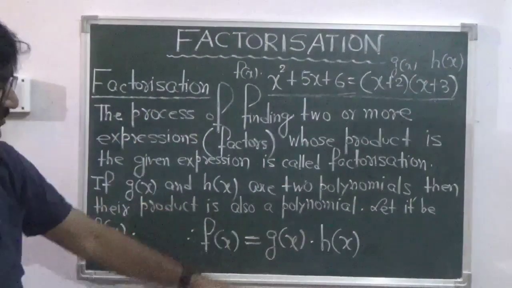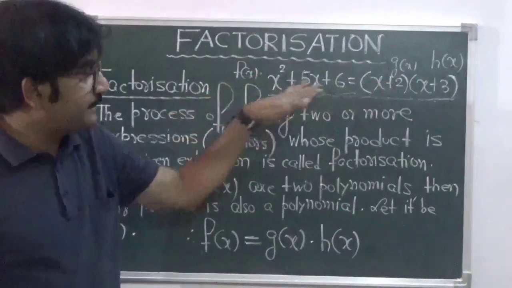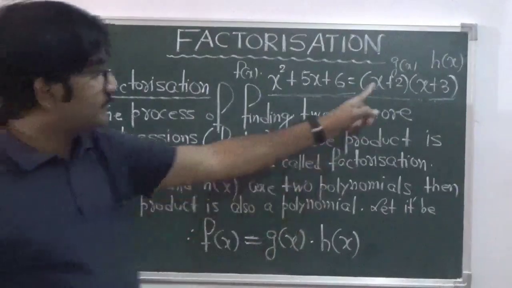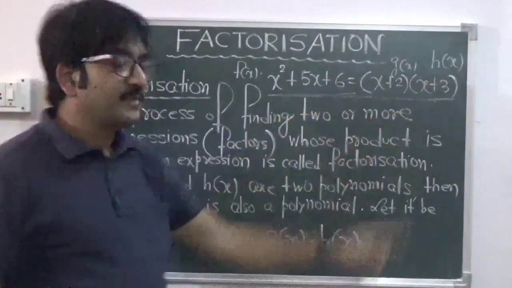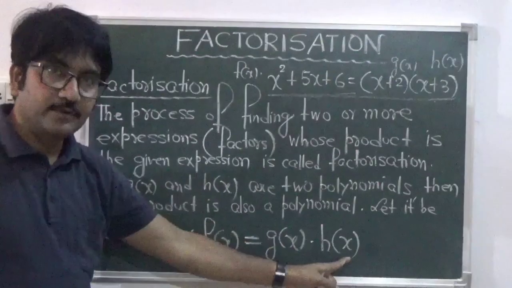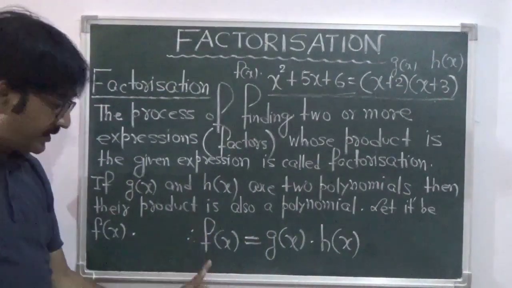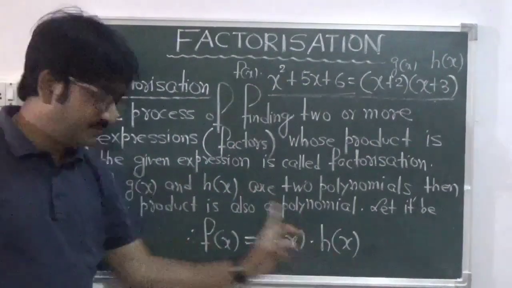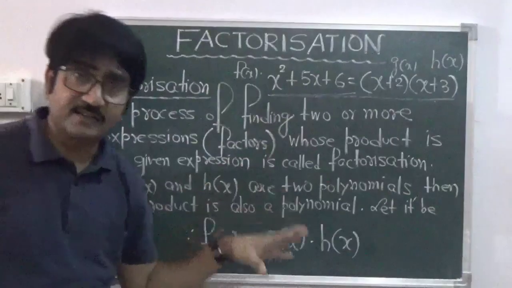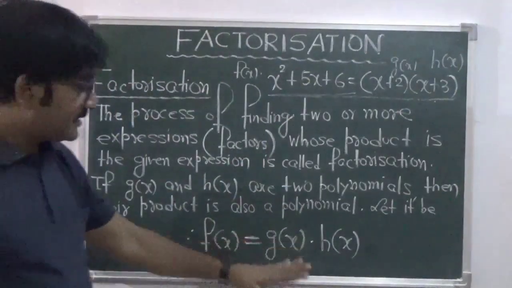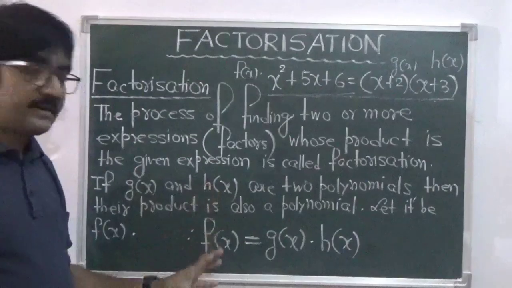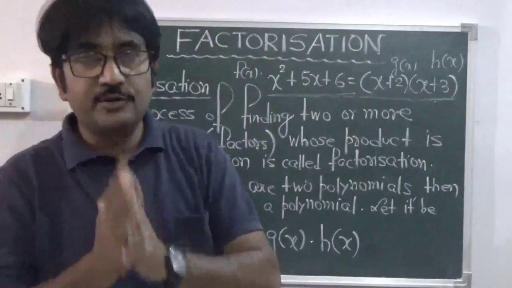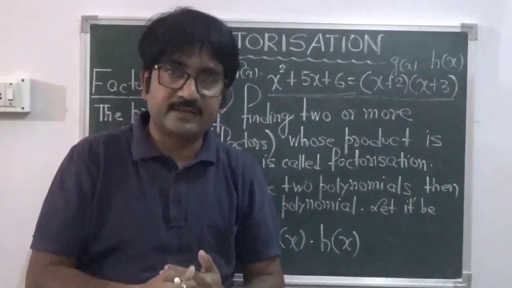So here, if you compare this with this expression, we find that f(x) is x square plus 5x plus 6, g(x) is equal to x plus 2, and h(x) is x plus 3. So we have g(x) and h(x) both are the factors of f(x), because if we divide f(x) by g(x), it is completely divisible. If we divide f(x) by h(x), then f(x) is completely divisible by h(x) as well. So we can say that g(x) and h(x) are the factors of f(x). So what is factorization? It is the resolving of the polynomial into two or more factors.